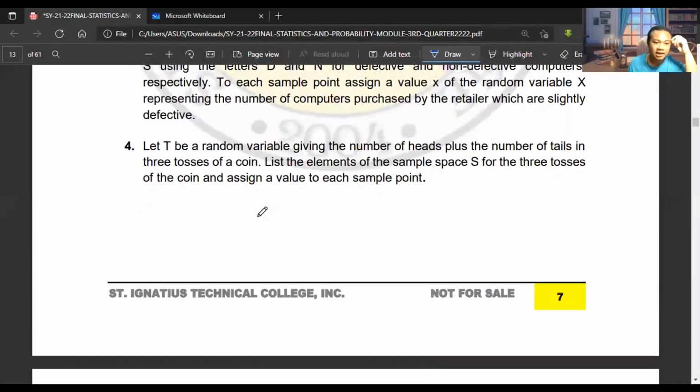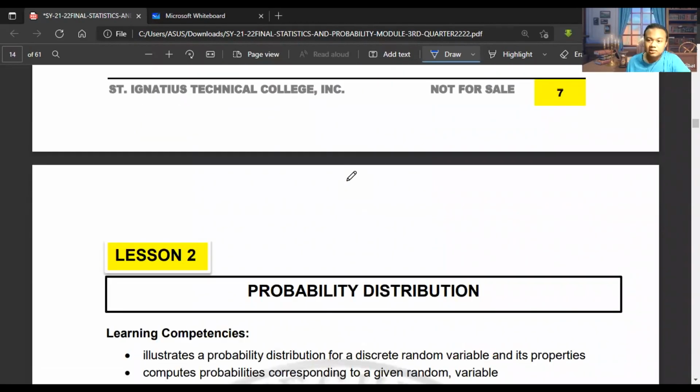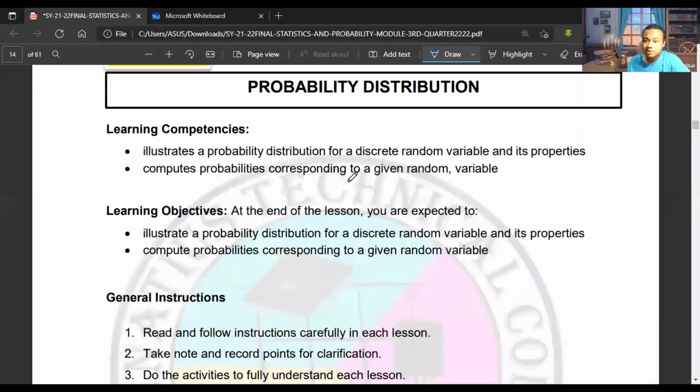Next, the random variable. You know this already, so I have explained this. Just take a table again. Okay, so that's it for lesson 1, and I hope you understood it. So let's go to lesson 2.